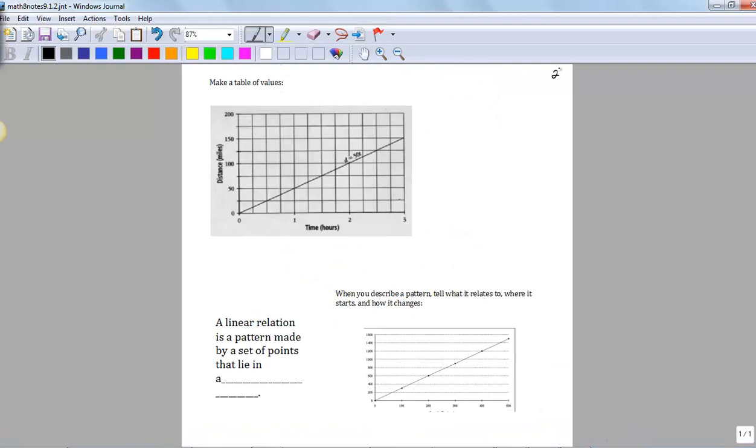Okay, page number 2. So it says make a table of values. So, there's a little T chart, because it looks like a T. Now, the X or the horizontal is hours or time, right? So that goes on the left. So time in hours, and the vertical is distance in miles.